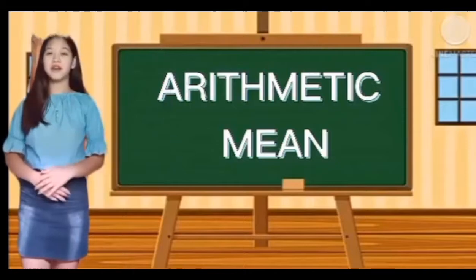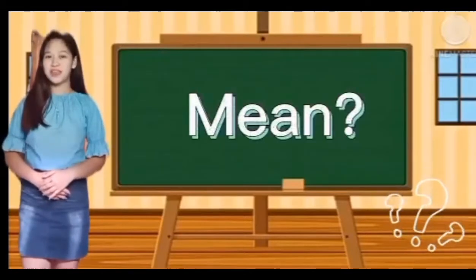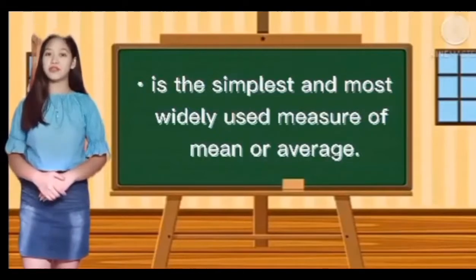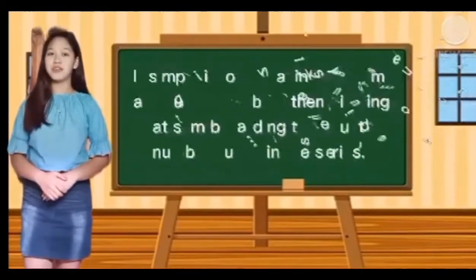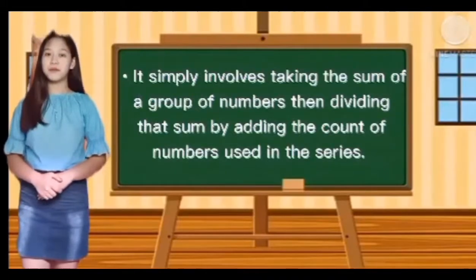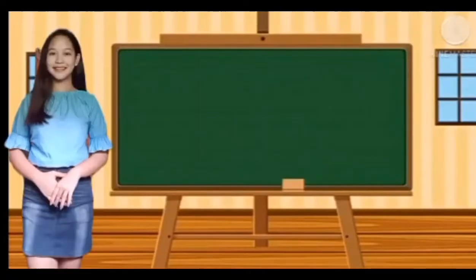Arithmetic mean. What is arithmetic mean? It is the simplest and most widely used measure of mean or average. It simply involves using the sum of a group of numbers, then dividing the sum by the count of numbers used in the series.